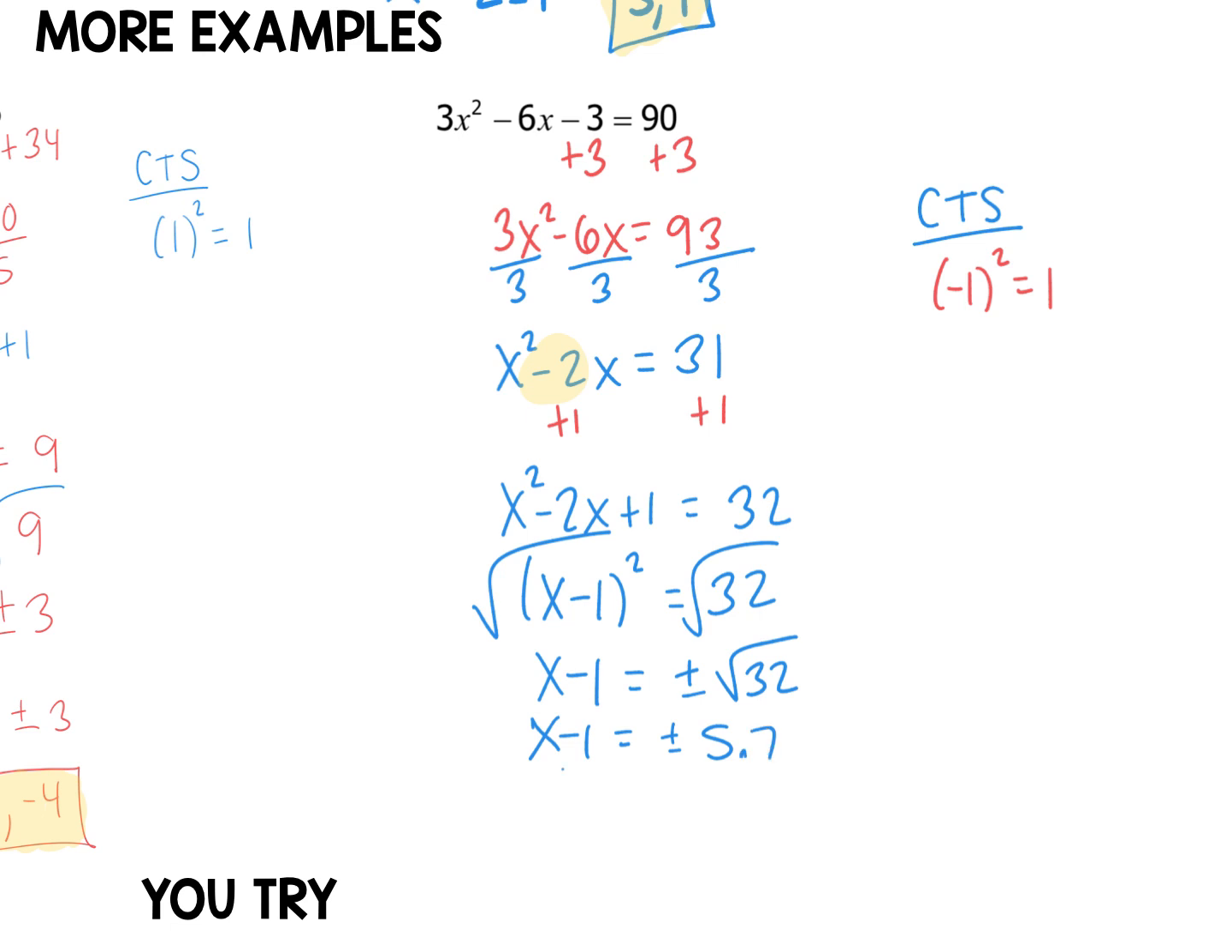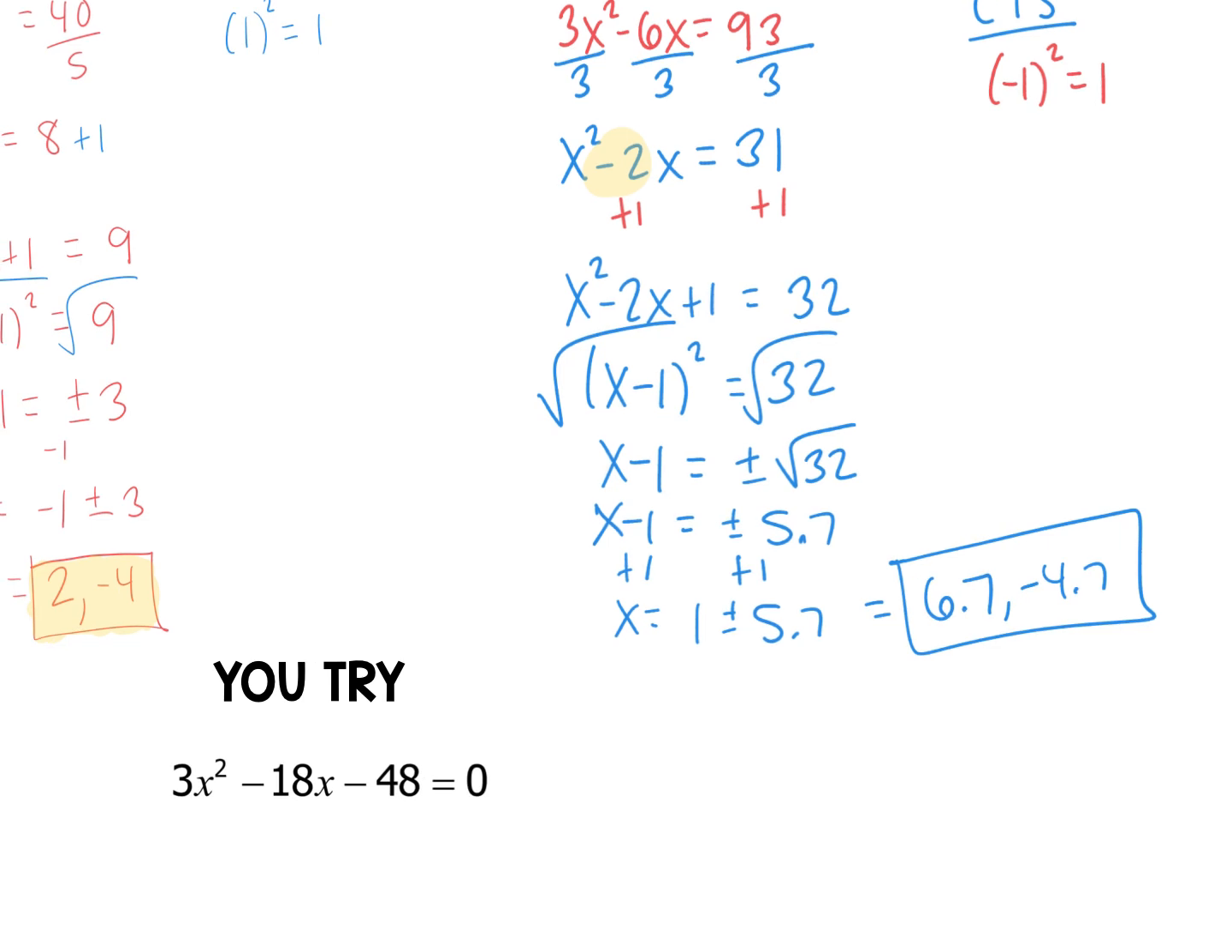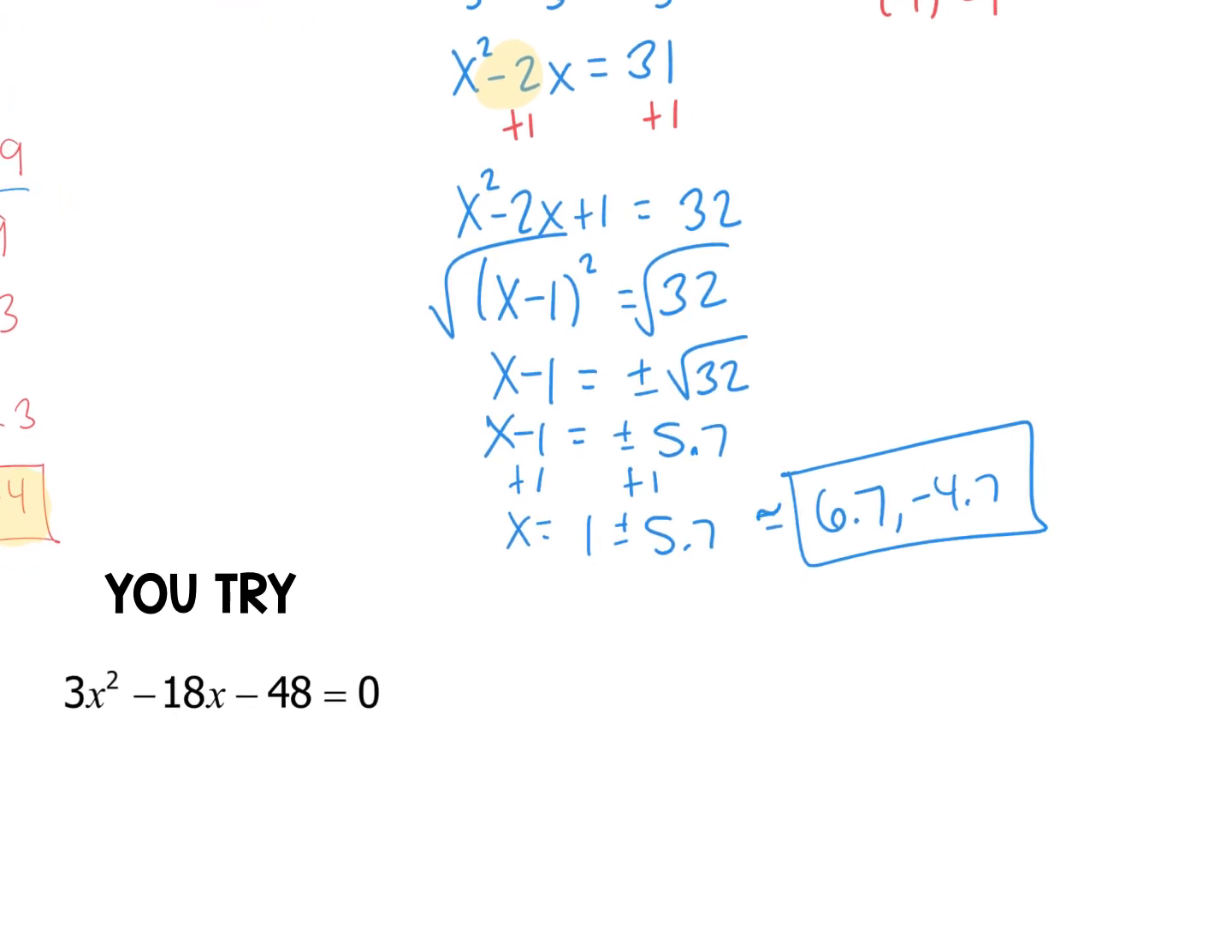And then to solve that for x, I'm going to add 1. So I get x equals 1 plus or minus 5.7. So 1 plus 5.7 is 6.7. 1 minus 5.7 is -4.7. So those are my answers there, my approximate answers. Technically, this should be a squiggly equal sign, but I'm not being super picky.